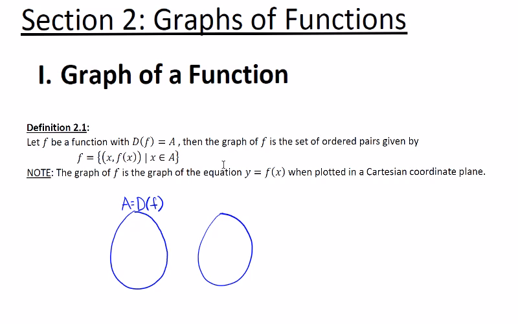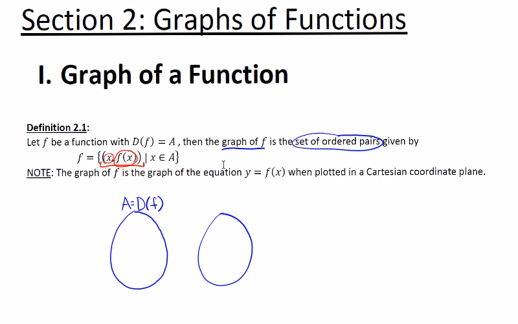And it says here, then the graph of f is the set of ordered pairs given by, and this tells us how to create all of the ordered pairs that we need for the graph. So let's elaborate a little bit on what this says. It says that your ordered pairs are going to be created by using the x value for the first part, and then you'll use an f of x value for the second part.